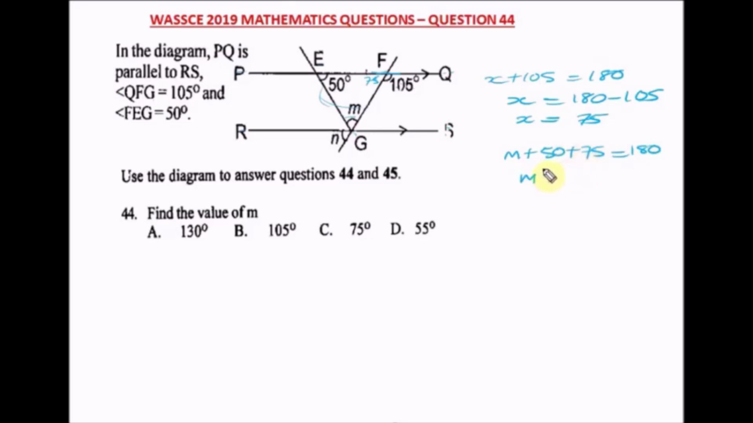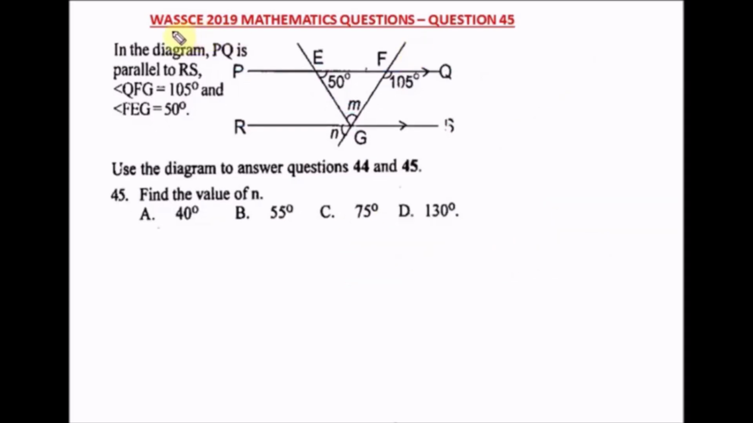50 plus 75 will give us 125, equal to 180. Okay, and so we have to take 125 to the other side. All right, so m is equal to 180 minus 125, and what would that give us? 180 minus 125 will give us 55 degrees. So m is equal to 55 degrees, and our right option here is option D.